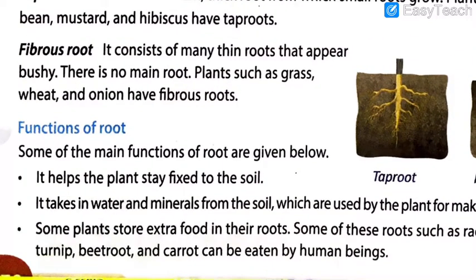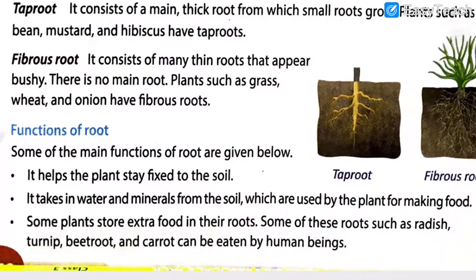Functions of the root. Now let us understand the functions and the uses of the roots. Some of the main functions of the root are given below. It helps the plant stay fixed to the soil. So because of the roots, plants cannot move from one place to another. Like we human beings and animals travel from one place to another, from one city to another city, plants cannot do that unless they are removed or plowed. So they are fixed at one place only because of the root which is under the ground.